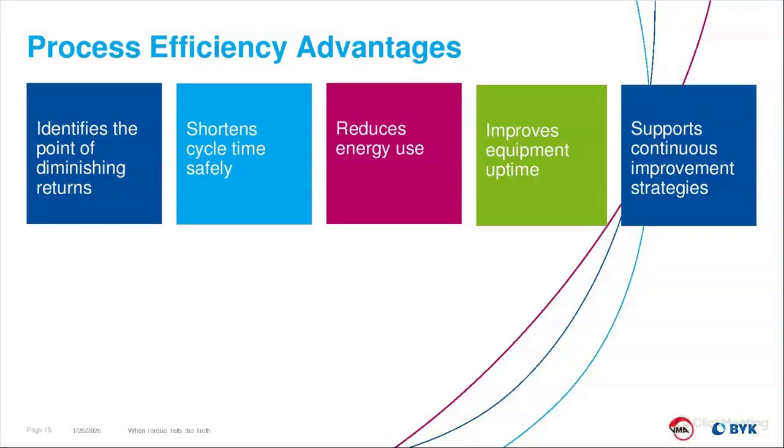This will shorten your cycle times. It reduces your energy use, which makes your production costs go down. It improves the life of your equipment, and then it also supports continuous improvement. Right? You can look at the data and you can see where you can perfect the process. We don't want to cut corners. We want to be exact, and torque measurement process efficiency allows that.